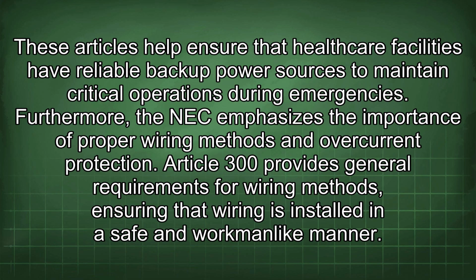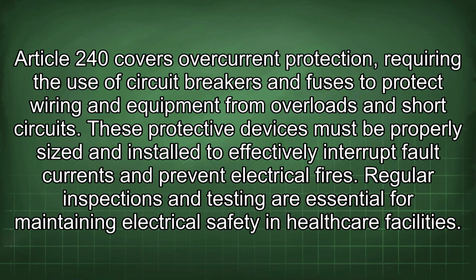Furthermore, the NEC emphasizes the importance of proper wiring methods and overcurrent protection. Article 300 provides general requirements for wiring methods, ensuring that wiring is installed in a safe and workmanlike manner. Article 240 covers overcurrent protection, requiring the use of circuit breakers and fuses to protect wiring and equipment from overloads and short circuits. These protective devices must be properly sized and installed to effectively interrupt fault currents and prevent electrical fires. Regular inspections and testing are essential for maintaining electrical safety in healthcare facilities.